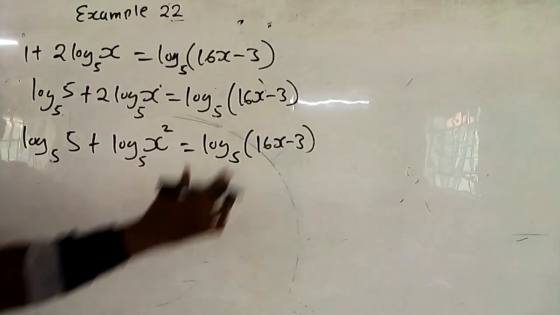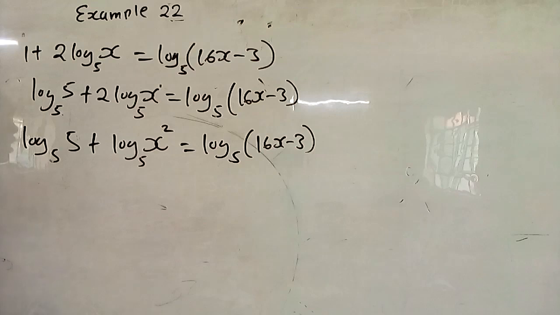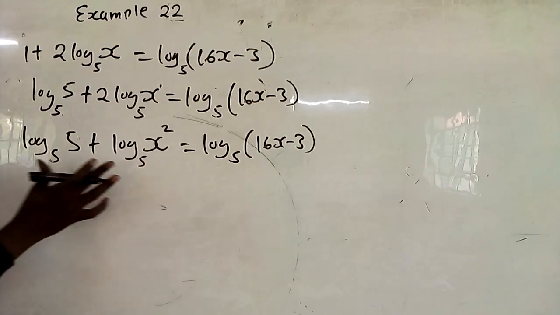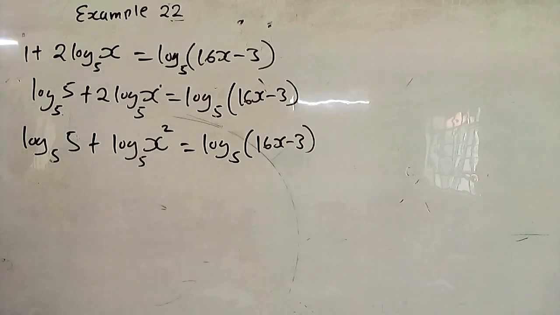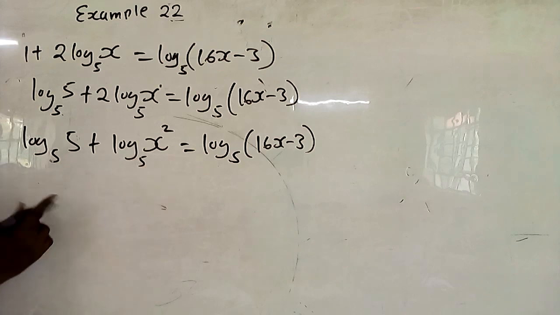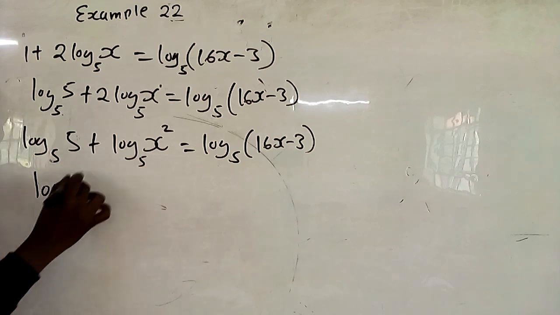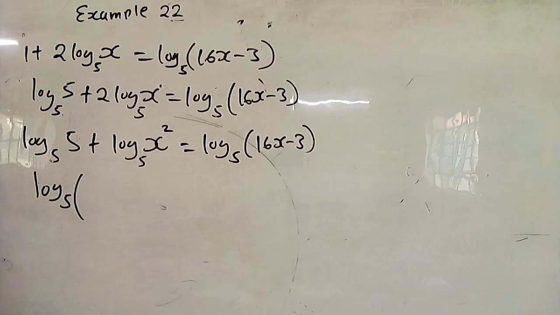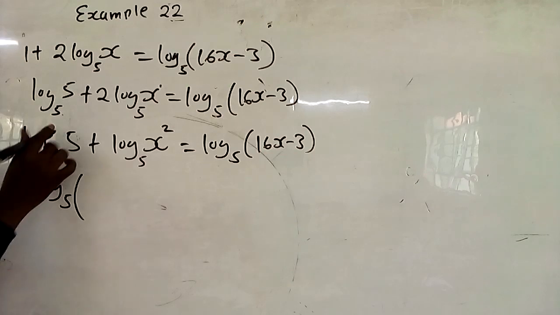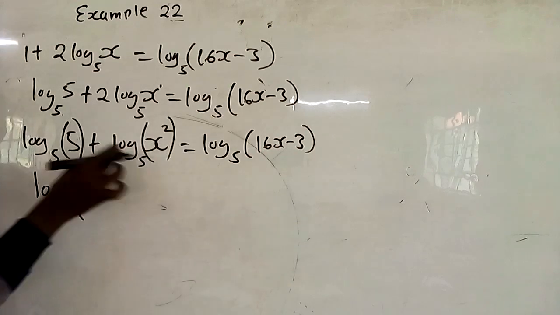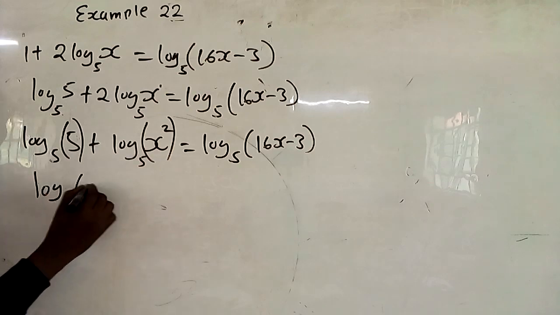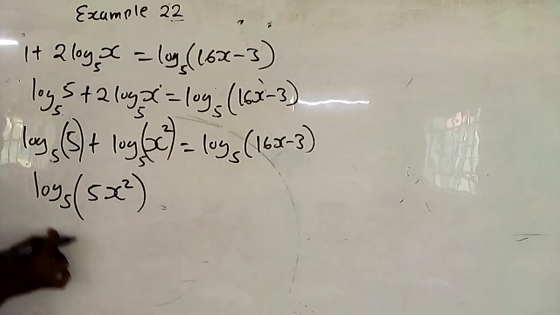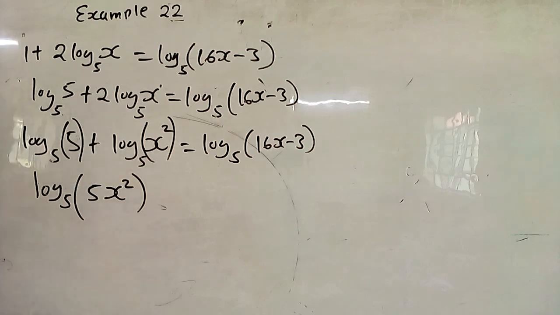So what you do, the right hand side of the equation is already one term, so you join the left hand side of the equation to be one term. It must be a single term for you to be able to get rid of the log on either side of the equation. Good. So here, if we remove the log to base 5 outside, what do we get? The addition changes to multiplication, so we now have 5 times x squared. If we factorize out log to base 5, we get 5x squared, so that when you take the log inside, multiplication goes back to addition.